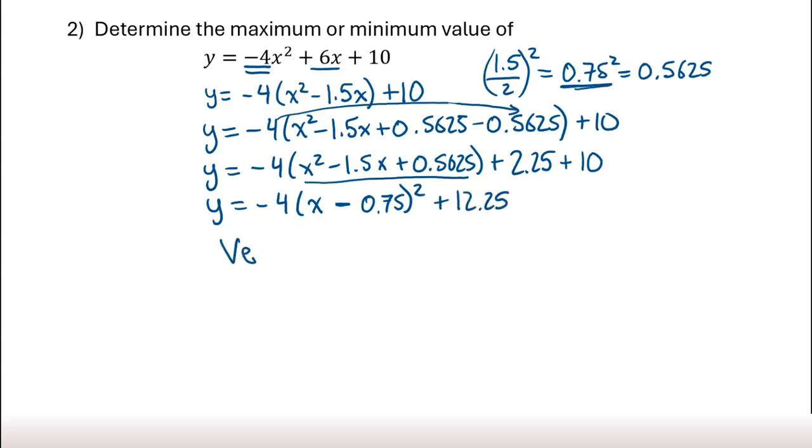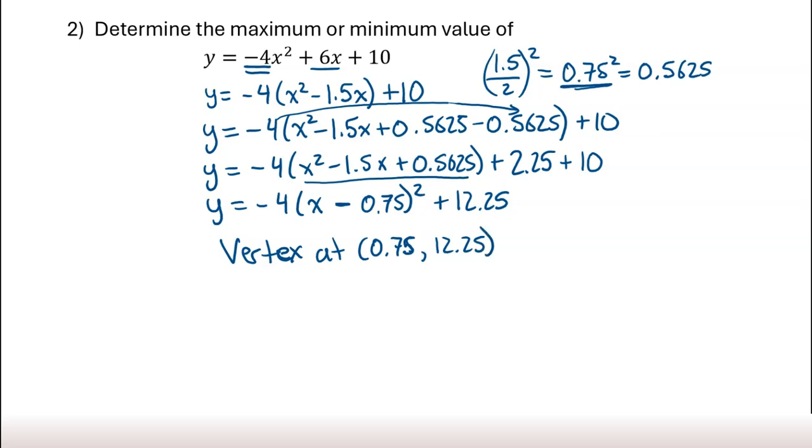So what that means is there's a vertex at 0.75, because it's x minus h. If it's subtracting a value, it's always a positive x value at the vertex, and then plus 12.25. So the y value of the vertex is 12.25.